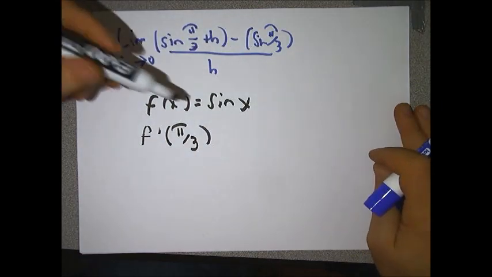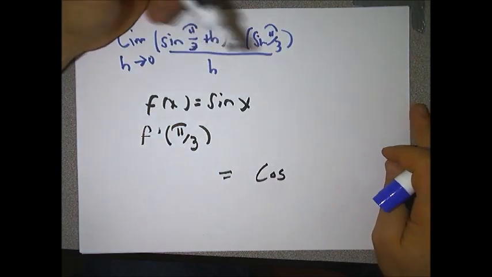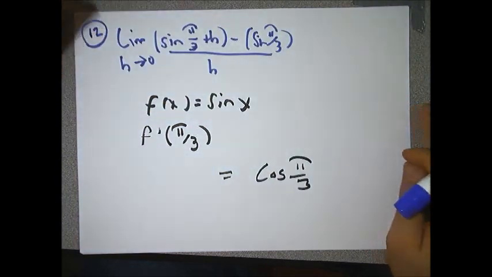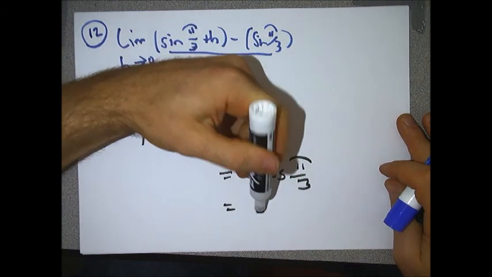So we know the derivative of this. Sine goes to cosine, and then we want the cosine at pi over 3. Pi over 3 is 60 degrees, so at cosine of pi over 3, we should be at 1/2.